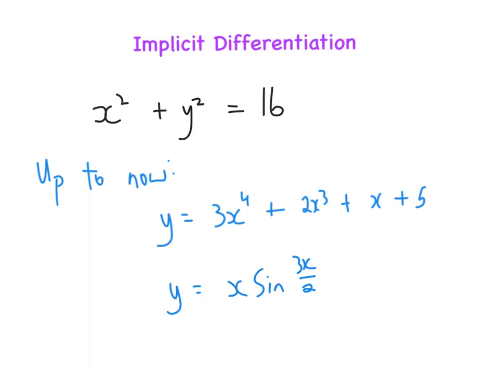Whereas now, all of these had one variable written in terms of another. This one we have two variables. So let's look at a couple of questions and a couple of ways to differentiate implicitly.